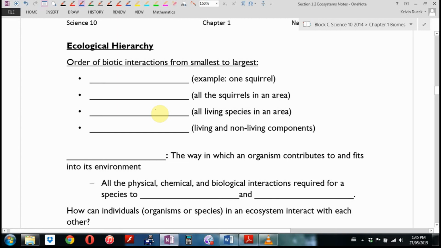So what's the order of biotic interactions from smallest to largest? We start with one organism, one squirrel. What do you call all the squirrels living in an area from the same species? Population. What do you call all the different living species in one area? Community. And then all of those, the living and non-living components, become an ecosystem.